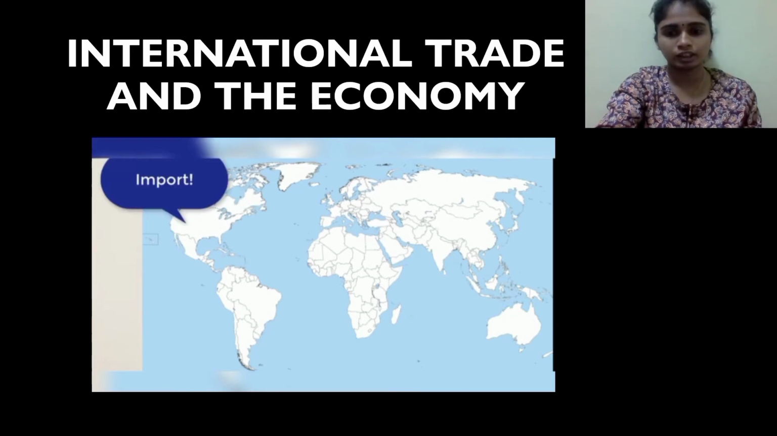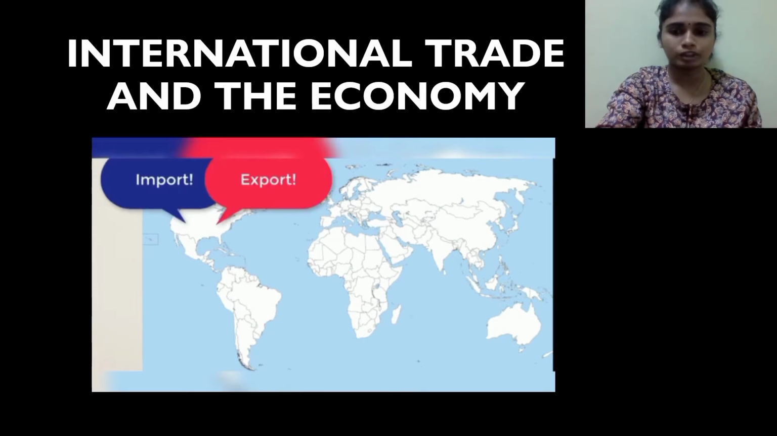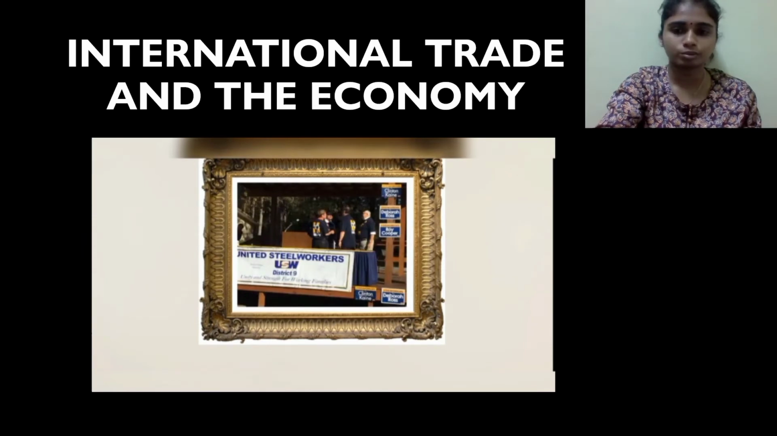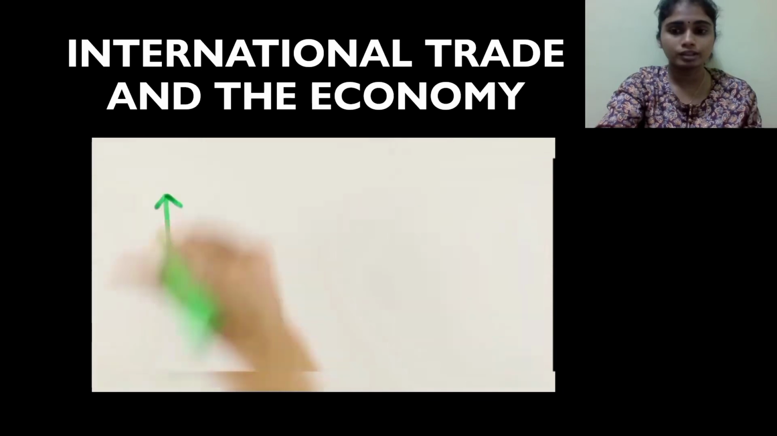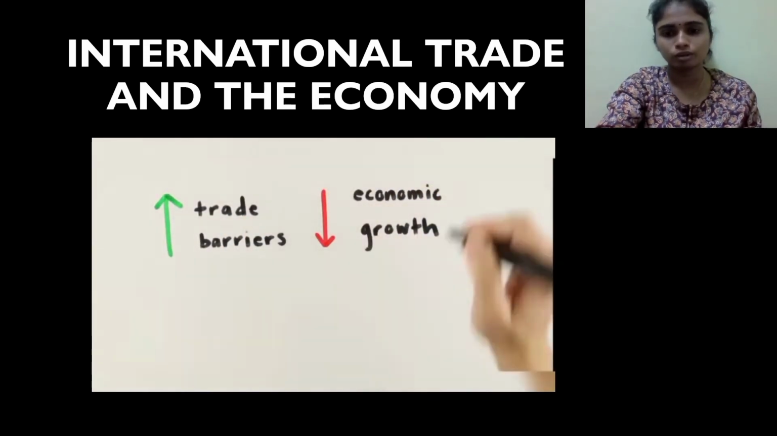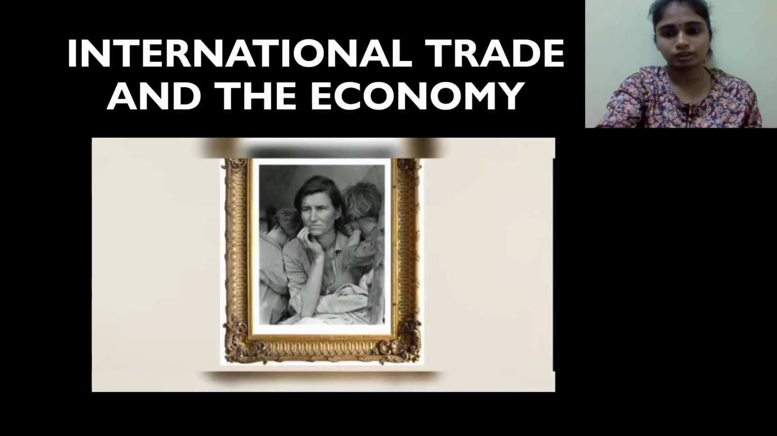In general, citizens and politicians in the United States disagree about international trade. Some Americans want the United States to increase trade with other countries in order to lower labor costs, while others prefer more trade barriers to protect US industries and workers. Historically, trade barriers have been shown to slow economic growth and development. An example is the Great Depression of the 1930s.